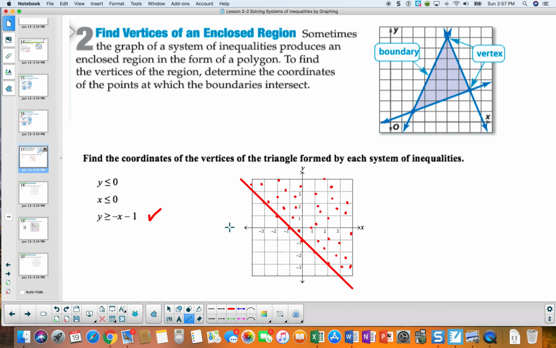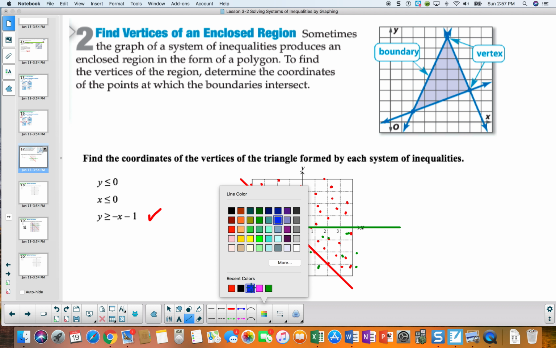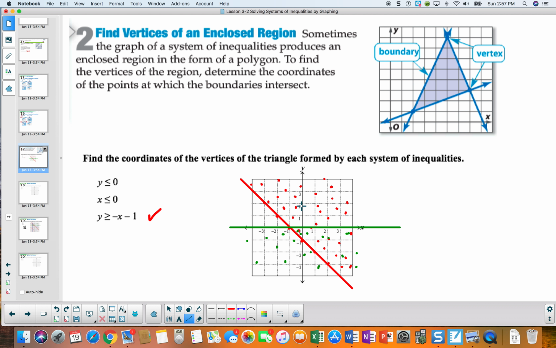I'm going to graph y is equal to 0, and then I want y less than or equal to, so I want less than right here. All of these are y's that are less than or equal to. Okay, now I want to go to another line, and I want x to be less than or equal to 0. So I want x's that are negative or 0. So I'm going to go ahead and graph x equal to 0, and I want values that are less than, so right here, less than.